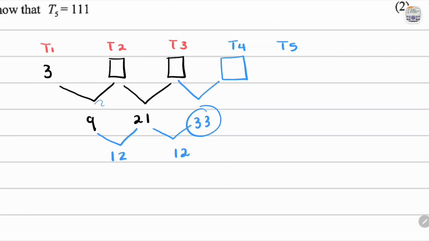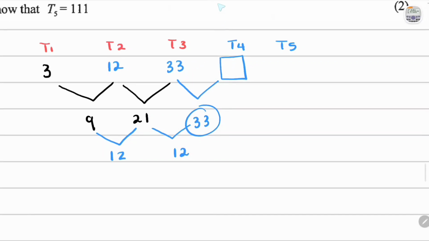So here we'll say 3 plus 9 is going to give us 12. Okay, so we know term 2 now. And then to get term 3, we'll say 12 plus 21, which is also 33 like that. And so term 4 is finally 66.